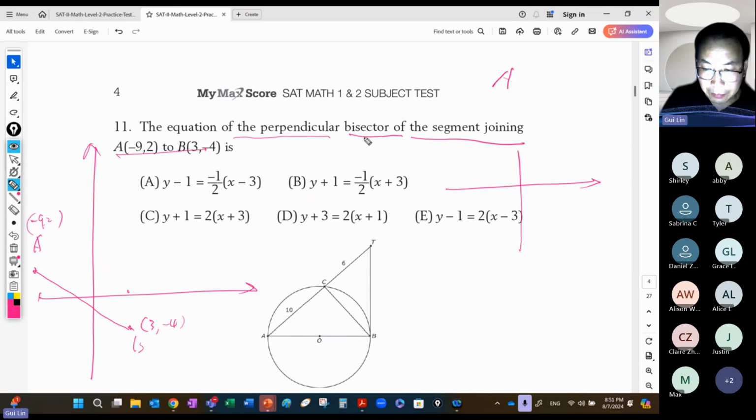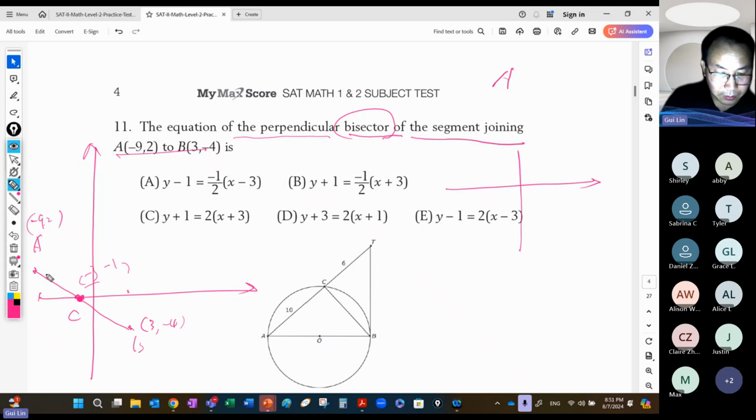What does that mean? Bisector means separated in the middle, right? So the middle of the two points would be C. Let's say C. So this point would be: -9 plus 3, half, so -3. 2 plus -4 would be -2, half would be -1. So here will be (-3, -1). So the midpoint would be here.